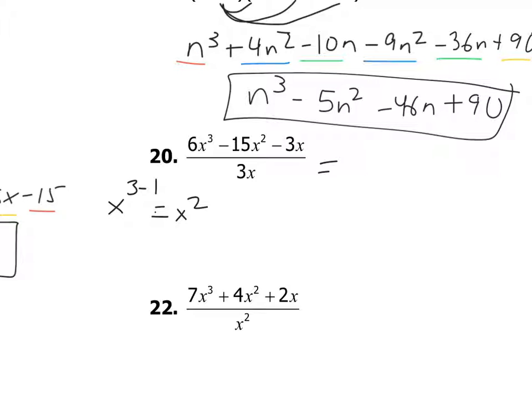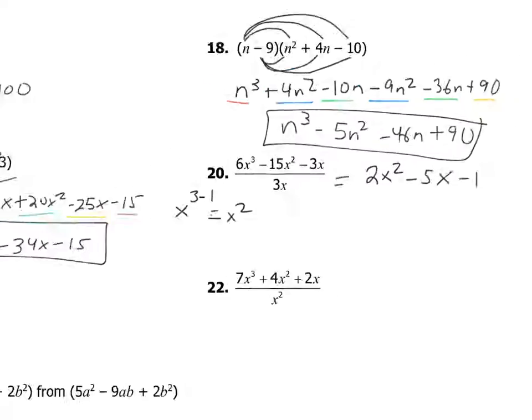So this would be 6 divided by 3, which is 2. X to the third divided by x is x squared. Then we have negative 15 divided by 3, which is negative 5. And then x squared divided by x is x. And then we have negative 3x divided by 3x. That would just be negative 1. And the exponents will cancel out.